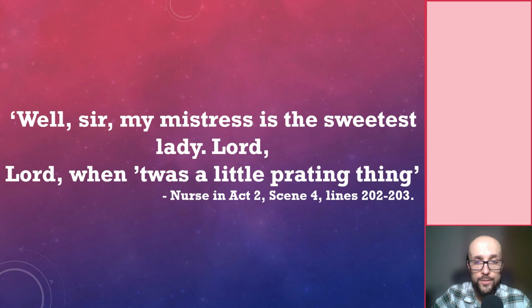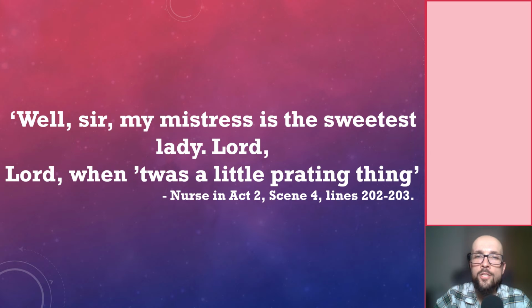So, when the nurse and Romeo meet to discuss Romeo and Juliet's marriage plans, and after Romeo has confirmed that he will indeed marry her, the nurse starts to babble very excitedly, included in which is, "Well, sir, my mistress is the sweetest lady. Lord, when 'twas a little prating thing." So in these two lines, it is pretty clear that the nurse is talking about Juliet, thanks to the possessive "my mistress."